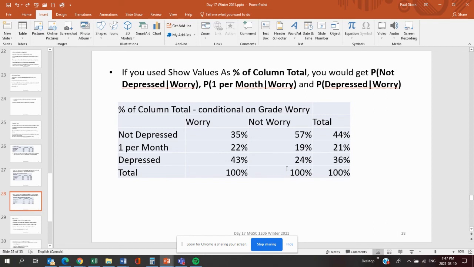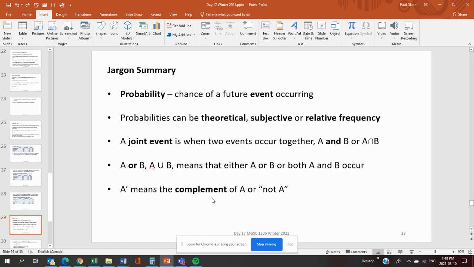And as I warned you back with pivot tables, communicating that may be more valuable information than a probability table shows, but it's very easy for people to get things mixed up. They can't quite understand: are you looking at depression among those that worry, or worrying among those that are depressed? And we'll address that confusion a little bit more in next class.